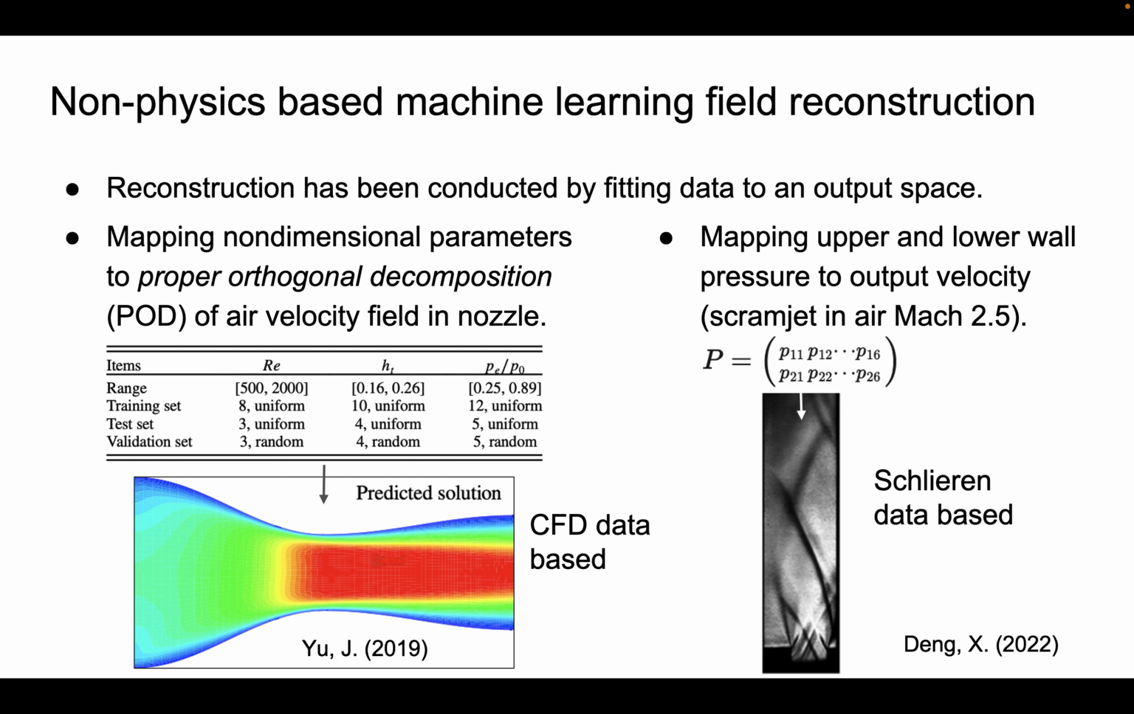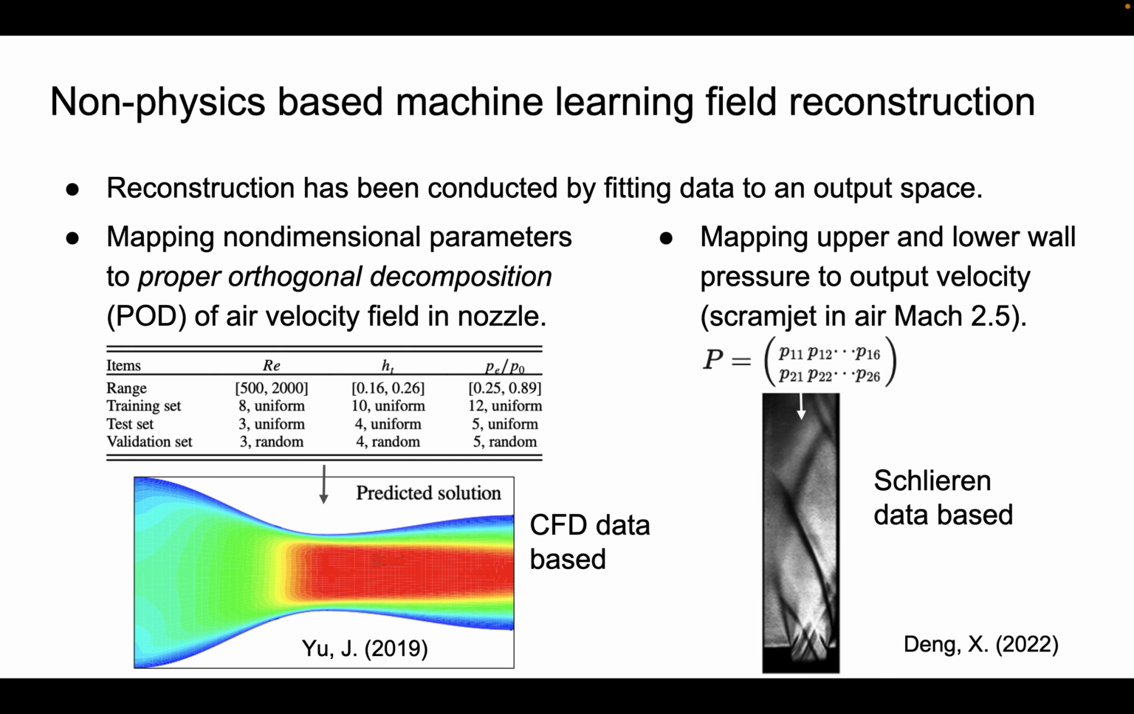Because this talk is more focused on machine learning, we're going to be directly jumping into machine learning field reconstruction. For now, we're going to be talking about non-physics based ones, those that don't incorporate the knowledge of our governing equations. For most of these, it's done by fitting data to an output space. So, two examples here.